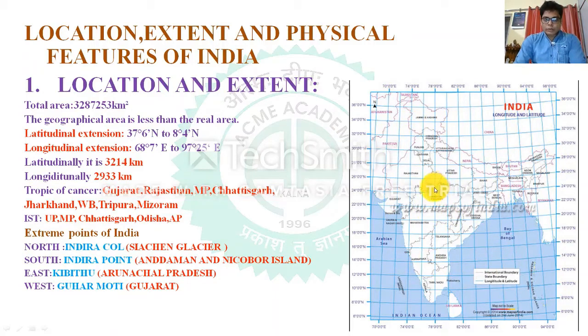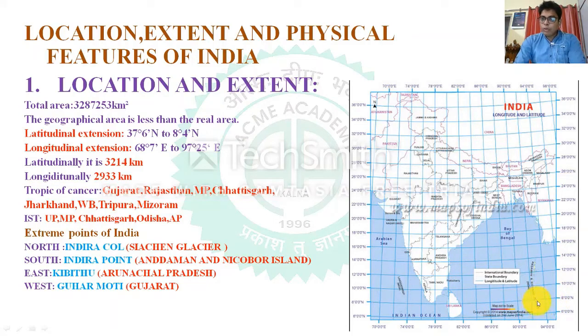Next, another thing, the extreme points of India. If you go to the north, that is Indira Col. Indira Col is the northern point of India, in the Siachen glacier, and another is the southern point, that is Indira Point.